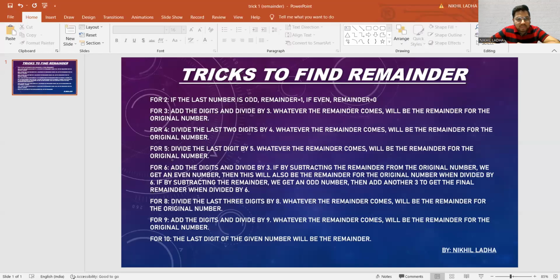So for 4, what is it? For 4, the trick is divide the last two digits by 4. Whatever the remainder comes will be the remainder for the original number. If you observe the divisibility rule for 4, it said if the last two digits of a given number are divisible by 4, then the original number will be divisible by 4. So over here, we are just using the divisibility rule, but this time we are not finding the number which is perfectly divisible. We are finding the remainder for that. So how do we start?